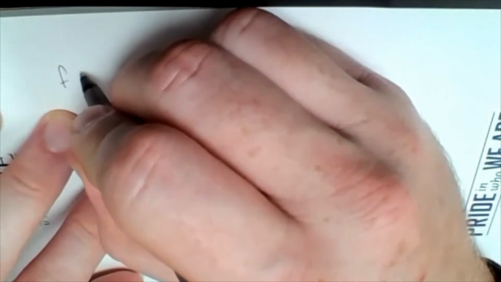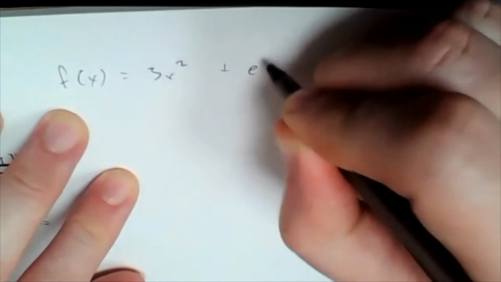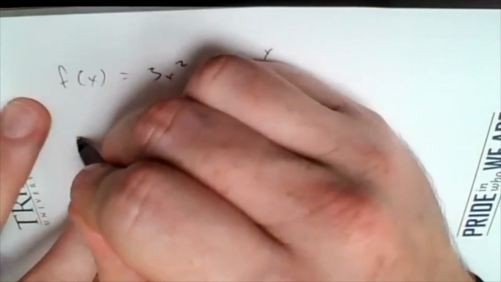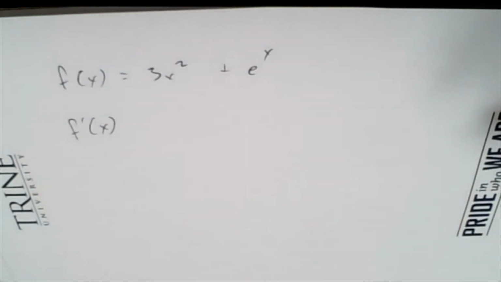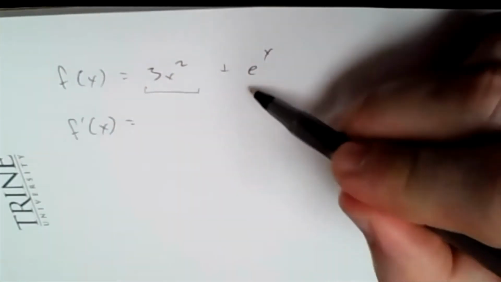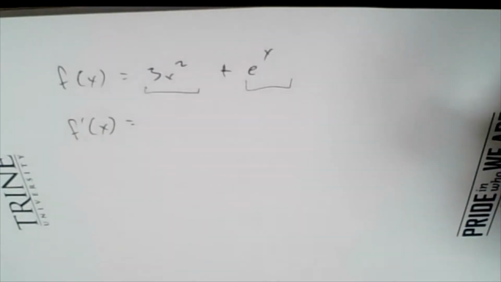Now, for part 2, I'm asking us to calculate the derivative of the very same function we had before. f of x equals 3x squared plus e to the power x. So we will need two different rules for calculating this derivative. I can do these separately because they're just added together.